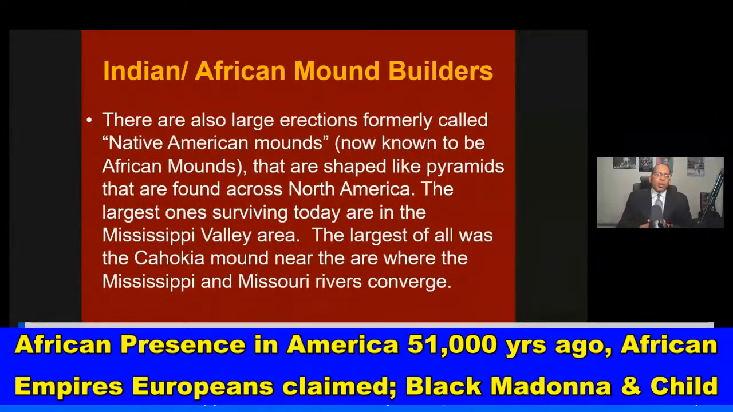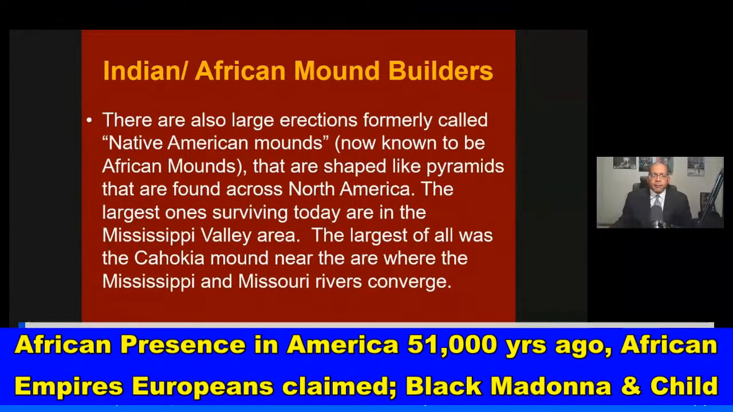There are also large erections formerly called Native American mounds, now known to be African mounds, that are shaped like pyramids that are found across North America. The largest ones surviving today are in the Mississippi Valley. The largest of all was the Cahokia Mound, that's in East Illinois, Cahokia, near the area where the Mississippi and Missouri rivers converge.